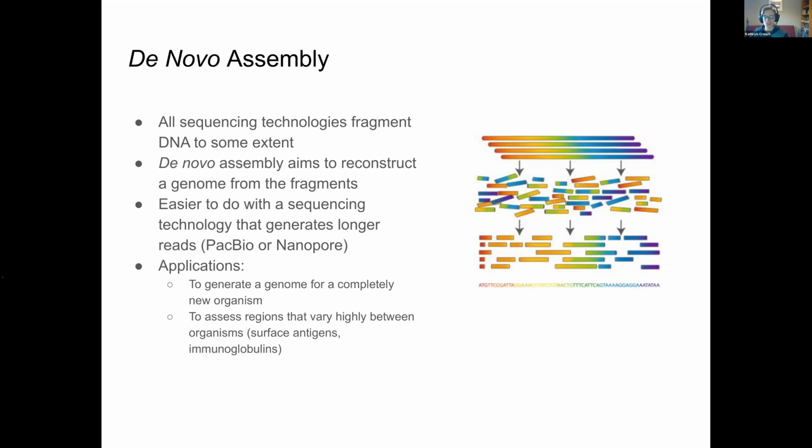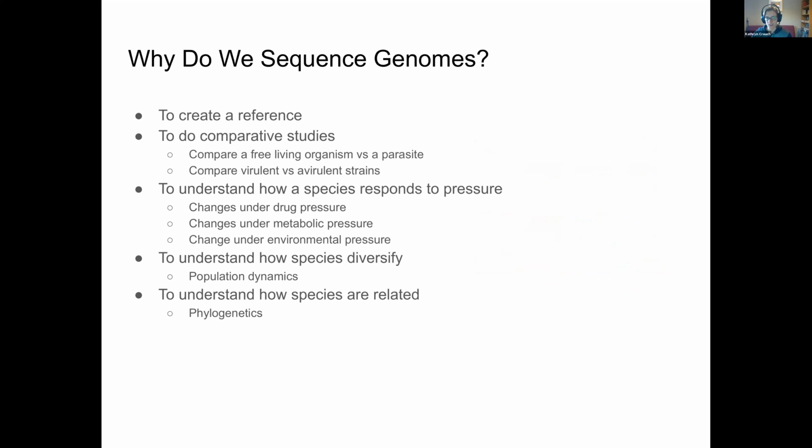So the applications for de novo assembly are often to generate a new reference genome, but it can also be used to assess regions that vary very highly between organisms, like surface antigens or immunoglobulins, because those are so variable that often mapping reads to those regions is difficult. So sometimes doing a de novo assembly of just those regions can be helpful for you to figure out what's going on there. But here we're talking not so much about creating references, but about these other types of studies that require data about sequence variation.